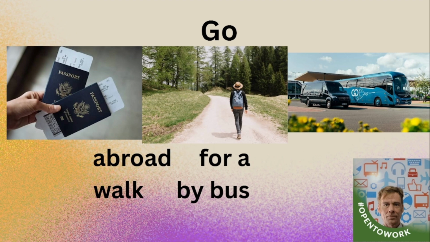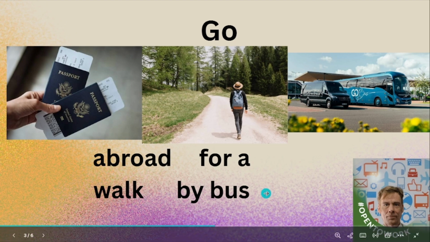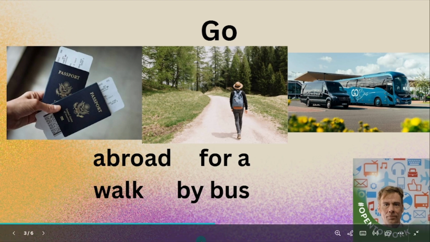For example, if you go from, say, Brazil to Argentina, technically you are not going abroad because you don't cross an ocean. To go abroad would be like going from the United States to England. You can also go for a walk, and we can use the verb go to talk about our method of transportation. For example, to go by bus, to go by car, to go by plane, to go by train.